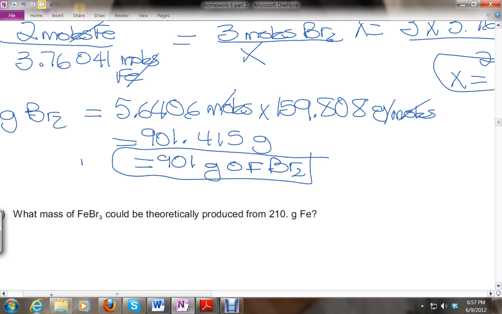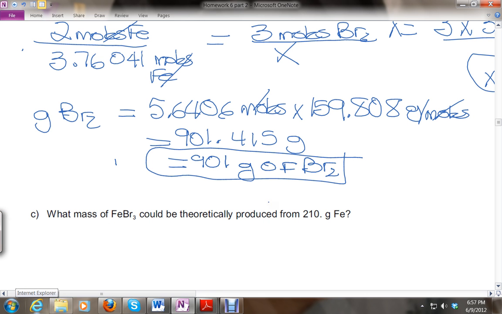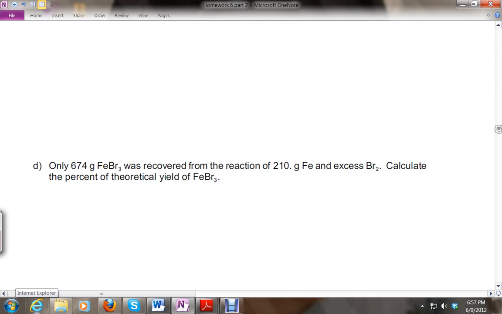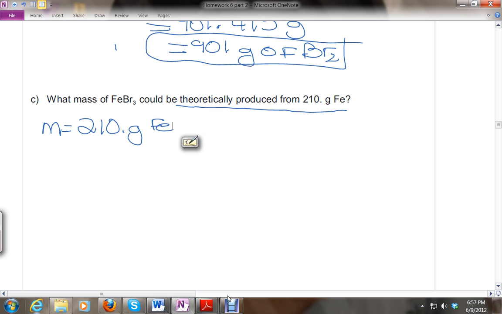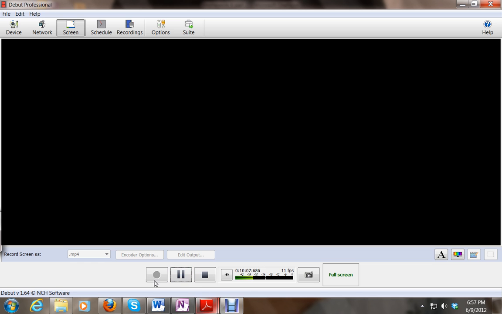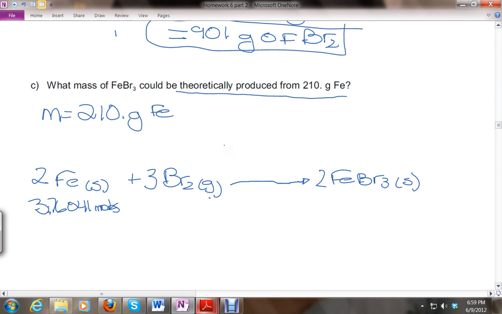Well, let's keep on going. What is the mass of iron 3 oxide? It could be the theoretical yield. Theoretical means it's with your calculations. So again, using the mass of 210, do you remember we already calculated the moles for this? Let me put it on pause, and I'm going to copy the equation and the data, so we save video time.